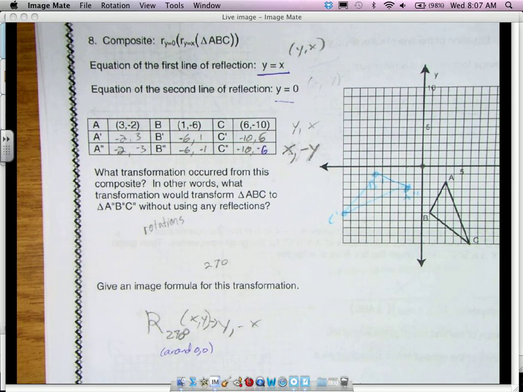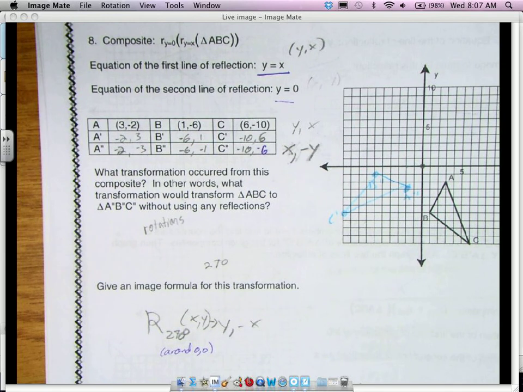Number 8, we've got y comma x and y equals 0. So we had to write down both the image formulas next to it. We got negative 2, 3, negative 6, 1, negative 10, 6, negative 2, negative 3, negative 6, negative 1, negative 10, negative 6. And some of you, I've noticed, do the correct image formula for the first one, but remember to do the second one, you're changing it, and for doing the third one, you're changing it from the second one. Does that make sense?